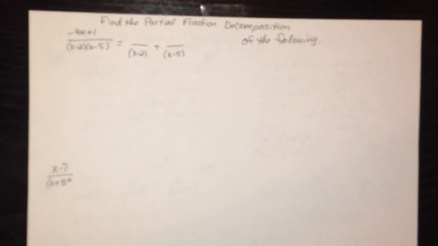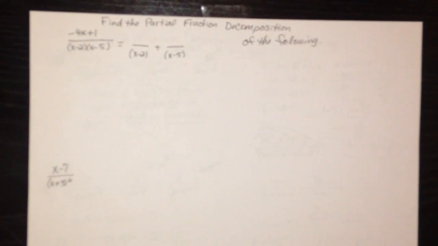Again, if they had asked us to find the partial fraction decomposition of a rational function whose denominator was not already factored, we would have to do the work of factoring the denominator first. But in these examples, it's already been factored for us.